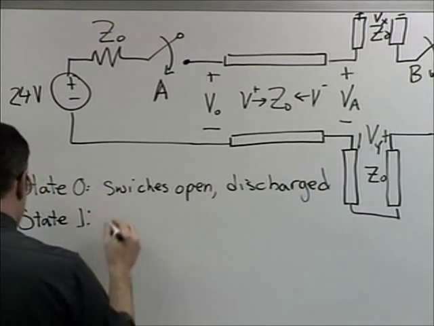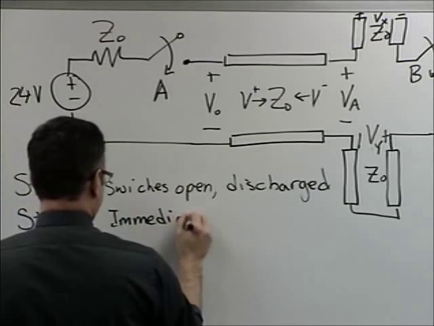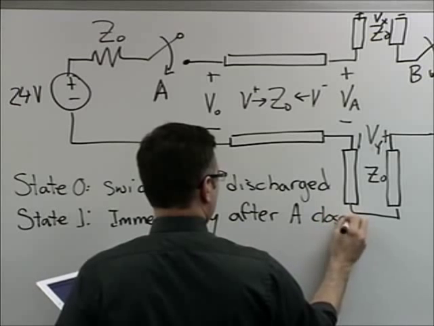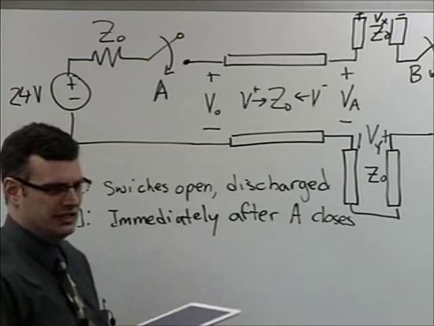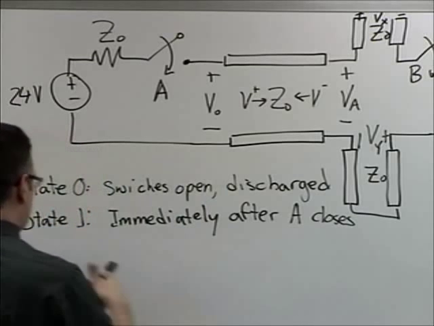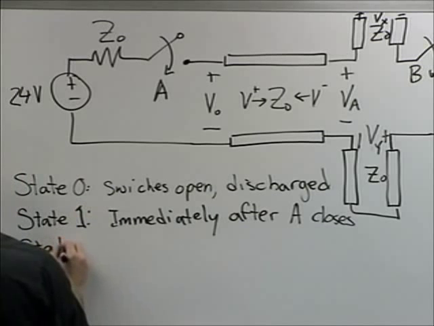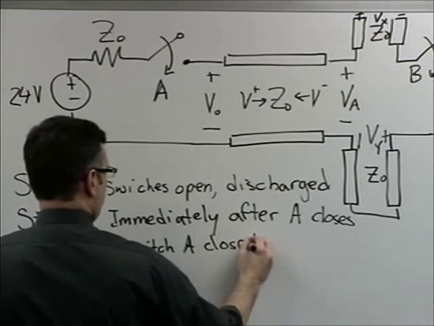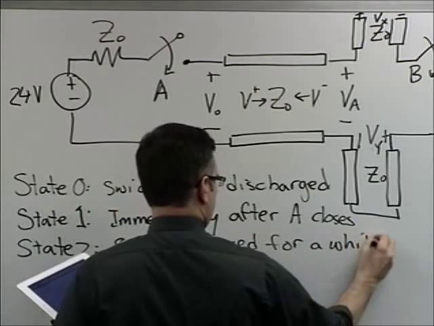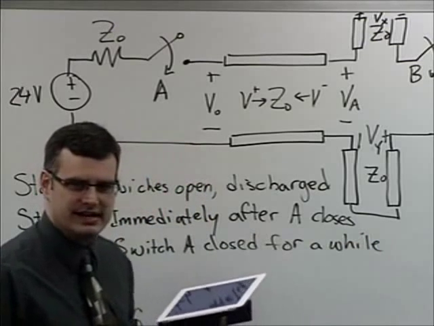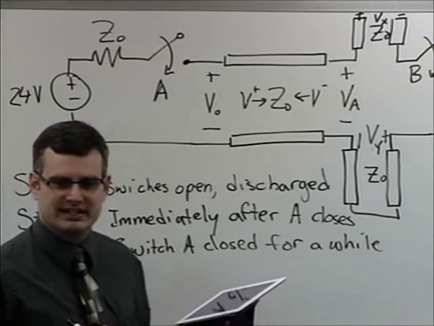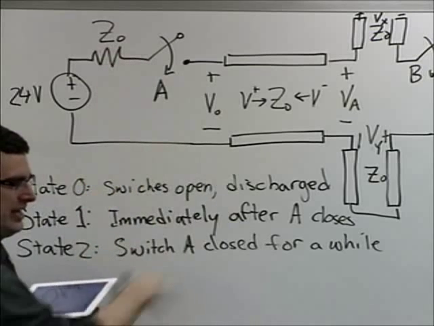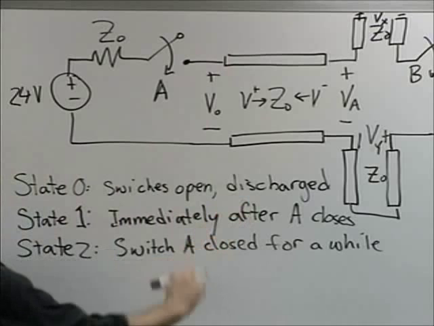State one. Immediately after A is closed. And immediately in electromagnetics, of course, means picoseconds or femtoseconds, less than a transit time for the transmission line. State two, switch A is closed for a while. And in these nice linear DC systems, for a while means that the transmission lines have all reached a steady state. So there's no chaotic craziness going on like we talked about last class period. No oscillations or chaotic random behavior. Everything reaches a nice steady state after a while.